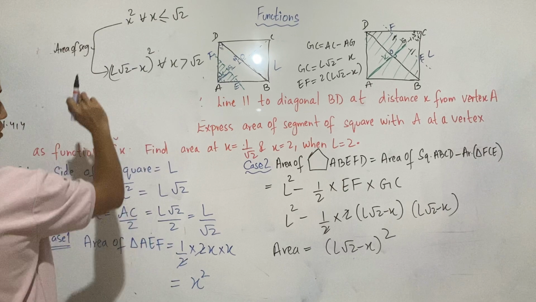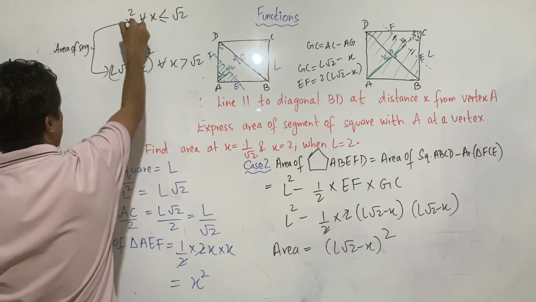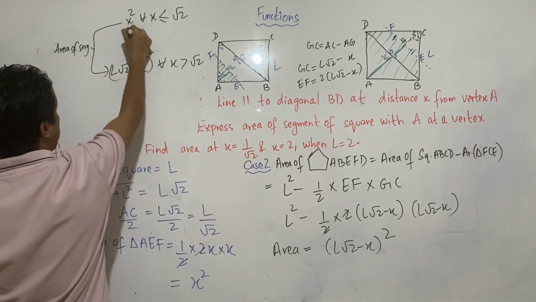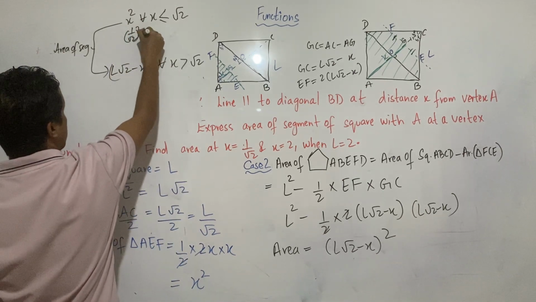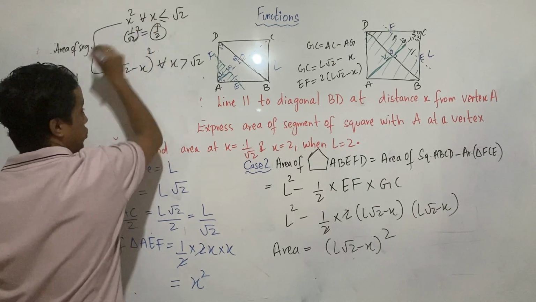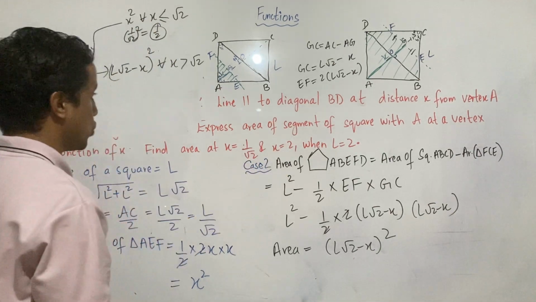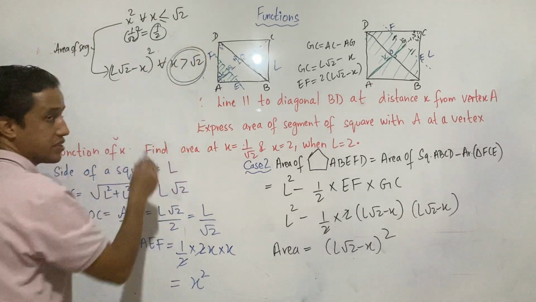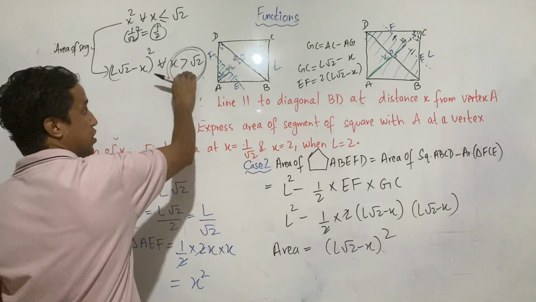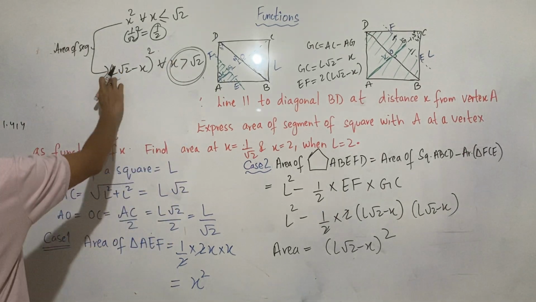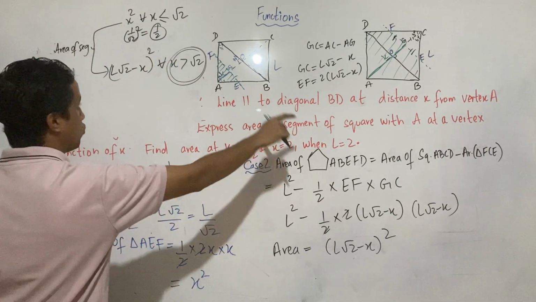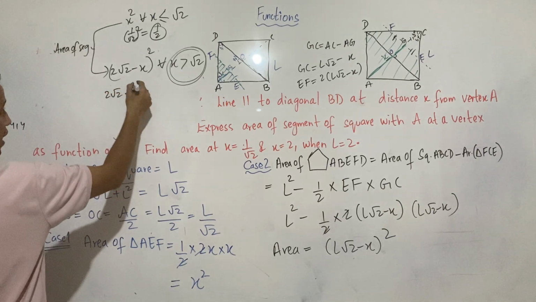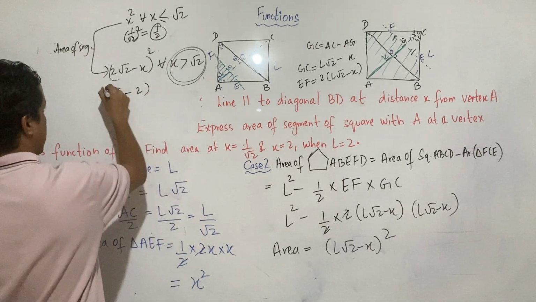So x equal to 1 by root 2, we have to apply this condition. So here it's going to be (1 by root 2) square, which is going to be 1 by 2. Okay, and x equal to 2. X equal to 2 means that we have to follow this condition. Why? Because x is 2, which is greater than this. So here L was 2, so it's going to be 2 root 2, so 2 root 2 minus 2 square, right?